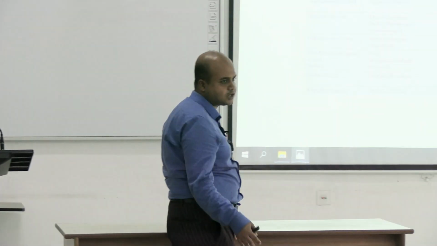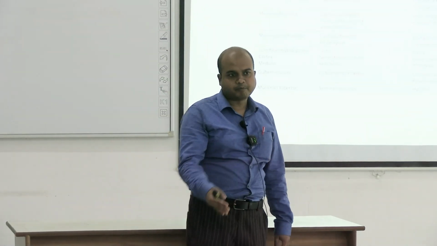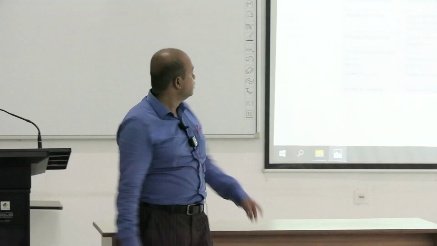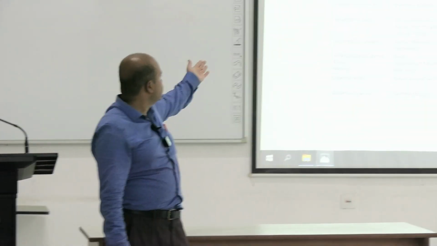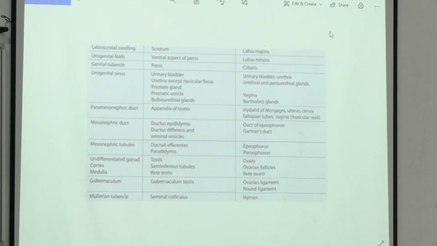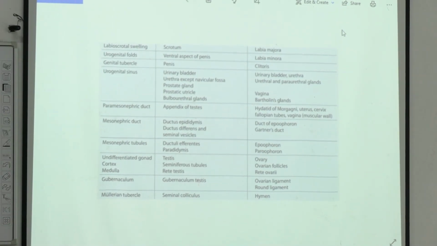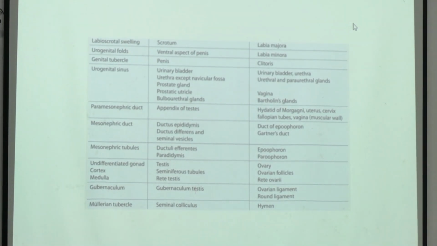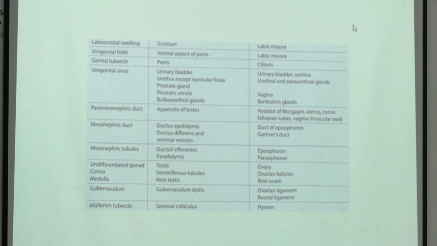You will have classes after passing the first prof, after appearing for the first prof. So these are also called urogenital differentiation. The urinary structures will also be formed from the urogenital sinus: bladder, urethra, prostate gland in males, etc. Bladder, urethra, vagina, Bartholin's glands.